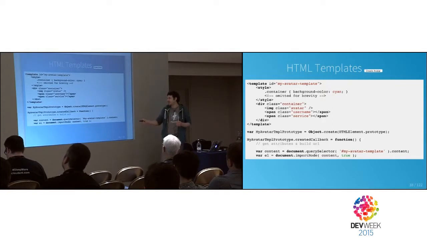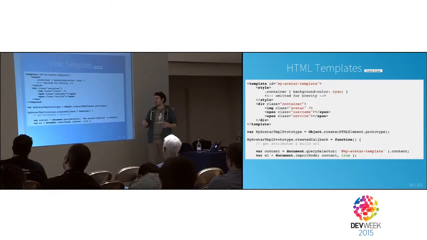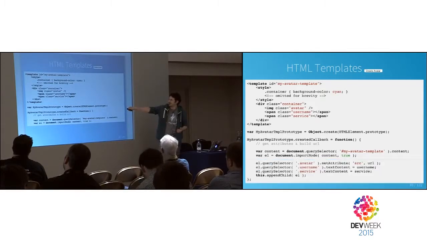I'm then going to import the content into the document. And that gives me the element that represents it. So templates are inert until they're actually added. They don't do anything to the DOM at all. They're not really accessible until you actually grab the contents and add them to the document. The point in this true is to say, yes, deep clone. So clone everything that's within it. So for instance, this container also has child elements, so make sure we bring those in as well.